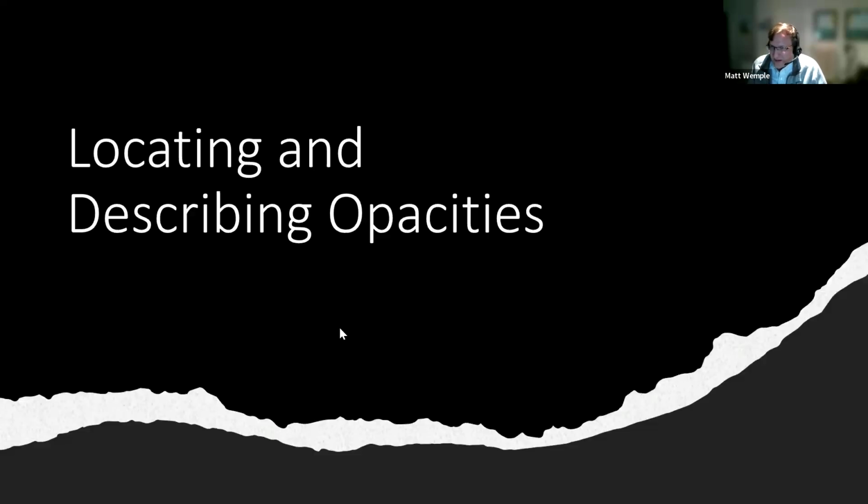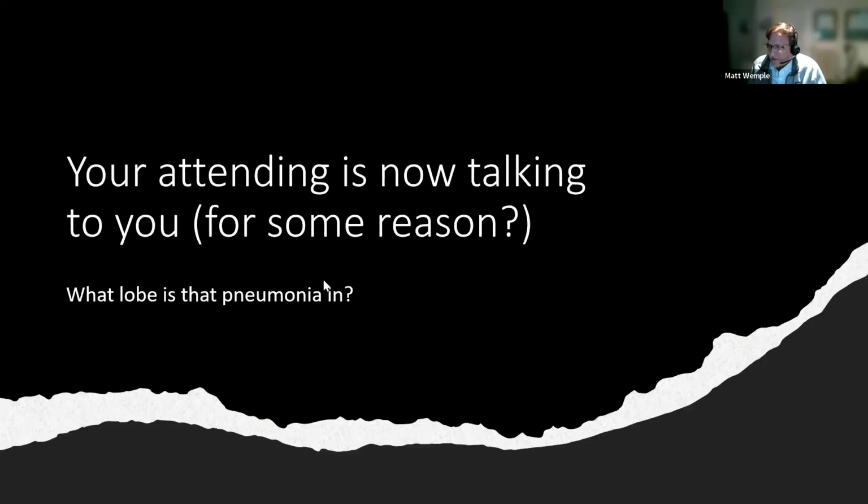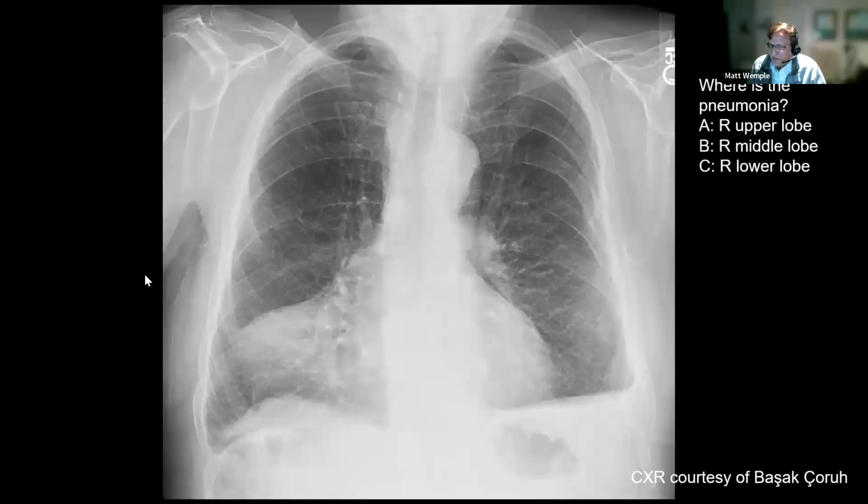Okay, so let's talk about locating and describing opacities. You'll see what I mean when I say locating, because your attending is now talking to you for some reason, and he wants to know what lobe that pneumonia is in. And how are you supposed to know that? So let's see what you guys think.